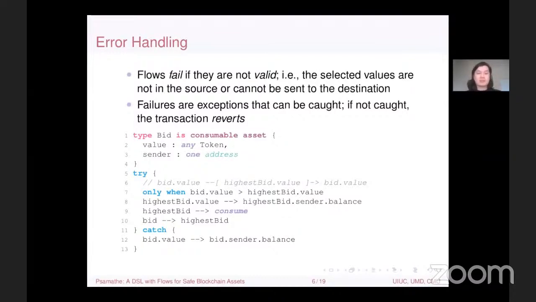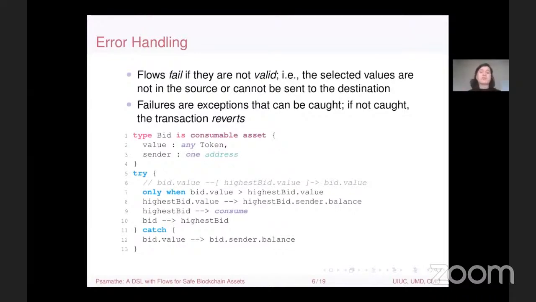So we declare a new type called bid, which is a consumable asset. We'll talk about consumable later. It has some value represented by a token value of any possible value. We have a sender, which is just the person who placed the bid, represented by an address. And then we have this try catch block. The first thing in the try block on line 7 is this only when. Essentially, it's a precondition, but it's implemented using the flow commented out on line 6.